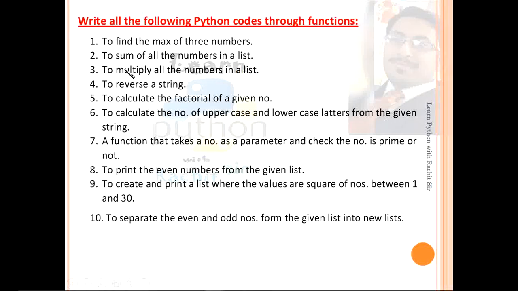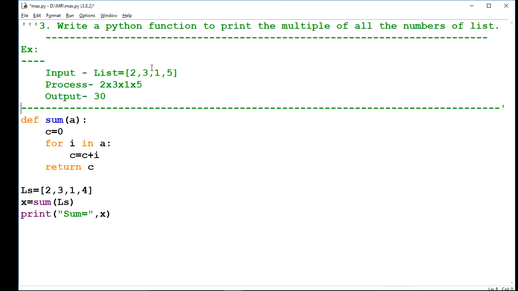Now question number 3: to multiply all the numbers in a list. This question is similar to question number 2. Input, these are the numbers stored in the list, and this is the process. Multiply all these numbers and the output is 30. 2 3s are 6, 6 1s are 6, 6 5s are 30. So the output should come 30.